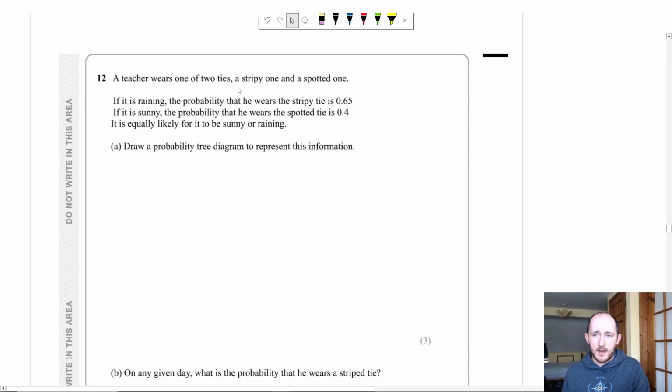So a teacher wears one of 2 ties, a stripy or a spotted one. If it's raining, the probability he takes a stripy tie is 0.65. If it's sunny, he wears a spotted one 0.4 times. Okay? It's equally likely for it to be sunny or raining. Draw a probability tree diagram.